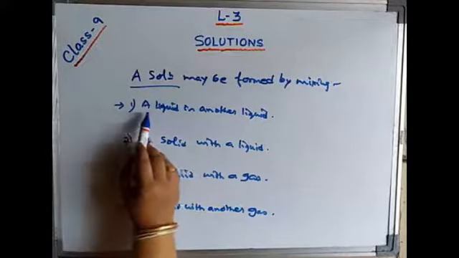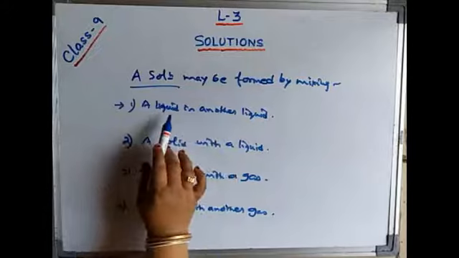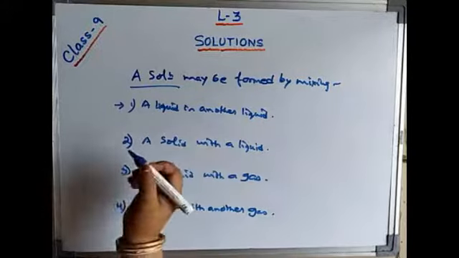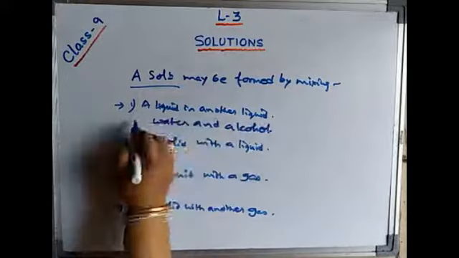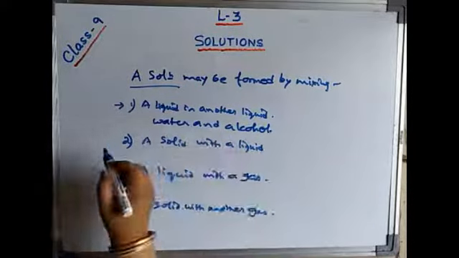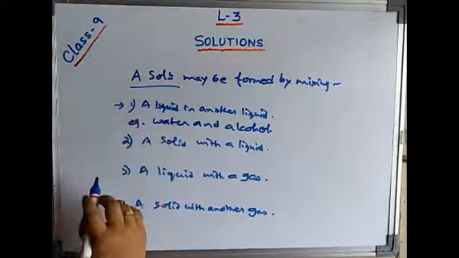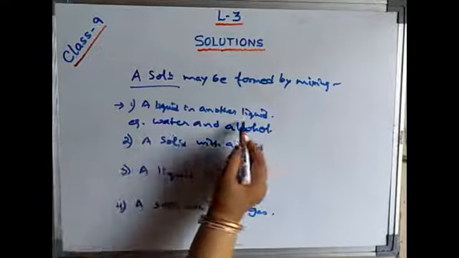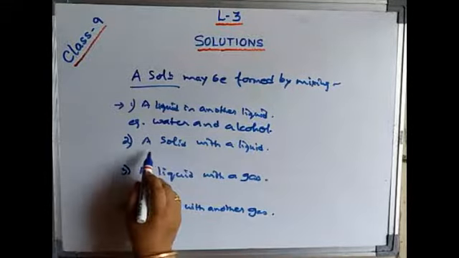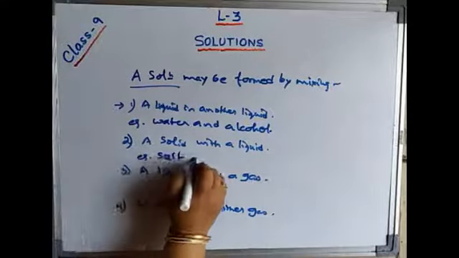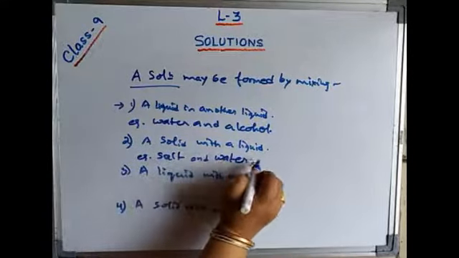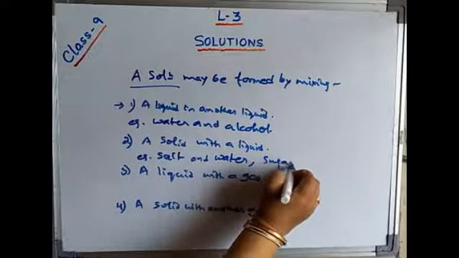So let us see the first criterion: a liquid in another liquid. When a liquid is mixed in another liquid, let us take an example, a mixture of water and alcohol, or a mixture of water and vinegar. This is a very good example. Here water acts as a solvent, alcohol acts as a solute. Now a solid with a liquid: we have given the example right now, salt and water, that is salt solution, or you can give sugar solution also, both are soluble.